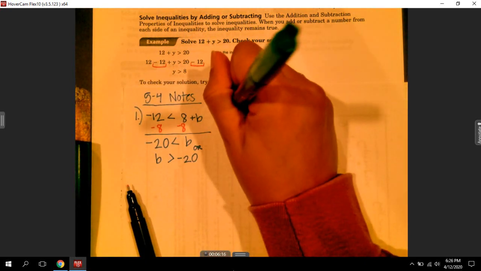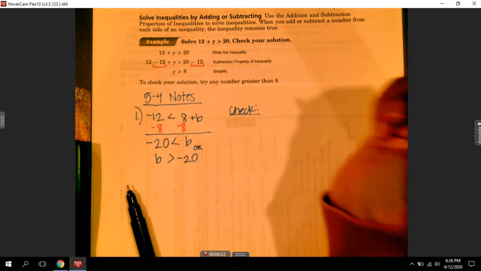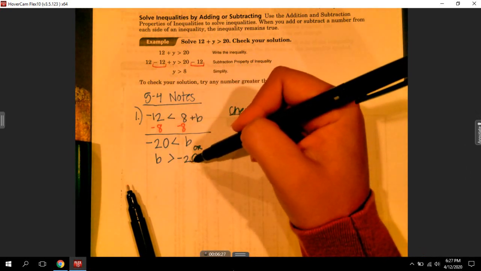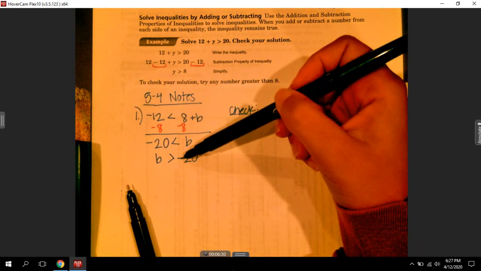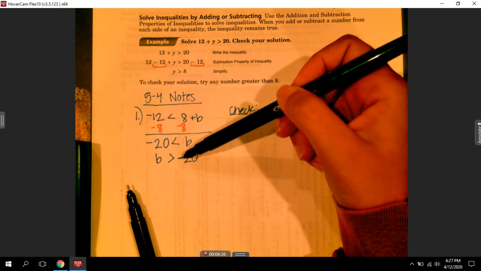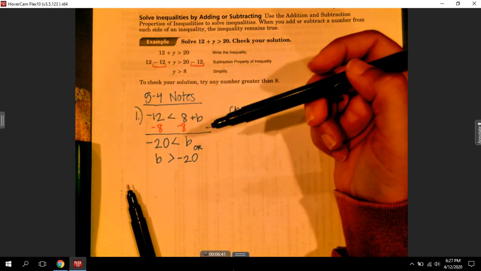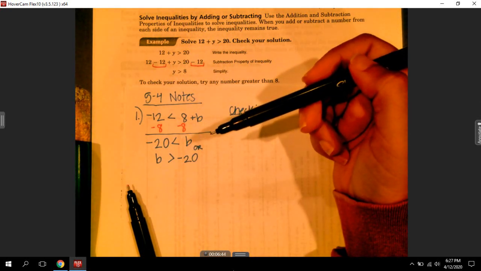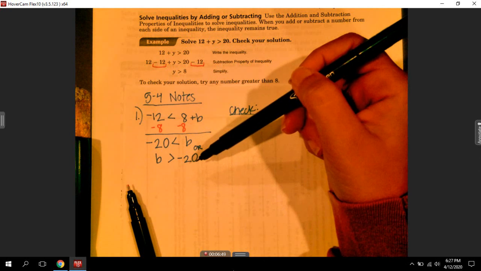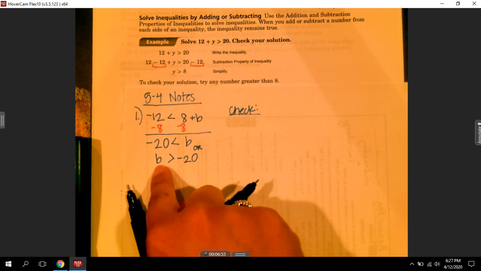Now we want to check it, make sure that we did it correctly. So if I'm checking it, that means I'm going to simply plug in anything that's greater than negative 20. Remember when we get to the negative numbers, my larger numbers are actually the numbers closer to 0. If it's greater than negative 20, it can be a positive number, so I could even plug in 0 because 0 is greater than negative 20. Negative 20 is less than 0, so that means 0 is greater than negative 20. So you can make this super simple and say that b is 0.